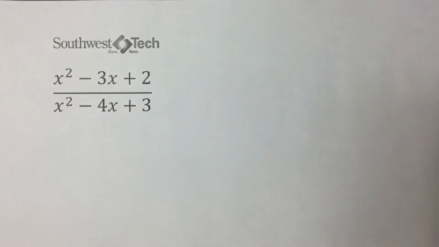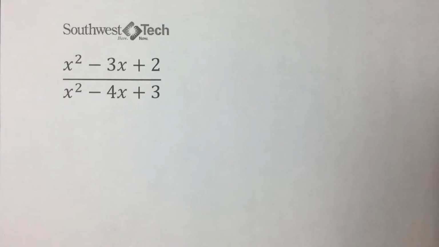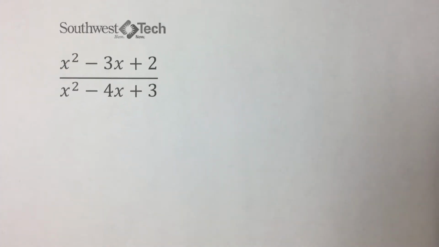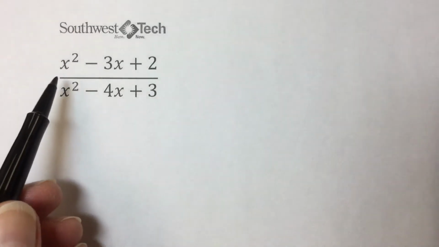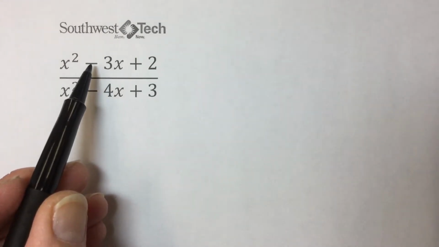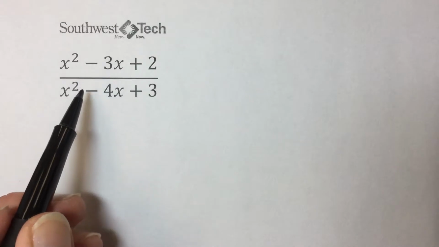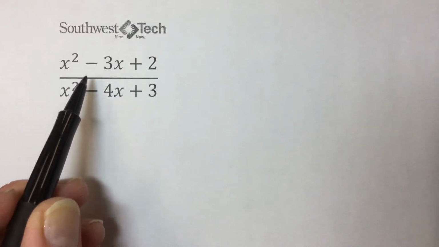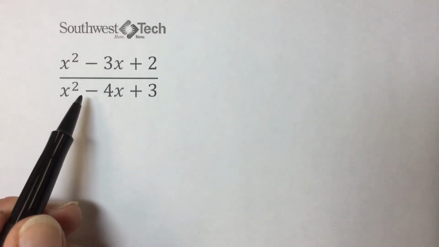Some quotients or rational expressions involve a little more factoring, and in this case it's factoring of binomials to see if we can reduce them. The only time we can reduce is if they are a factor and connected with multiplication. The definition of a factor. Here it might be tempting seeing an x squared over an x squared, but it is not a factor because the connection here is not multiplication. In this particular case, it's subtraction.